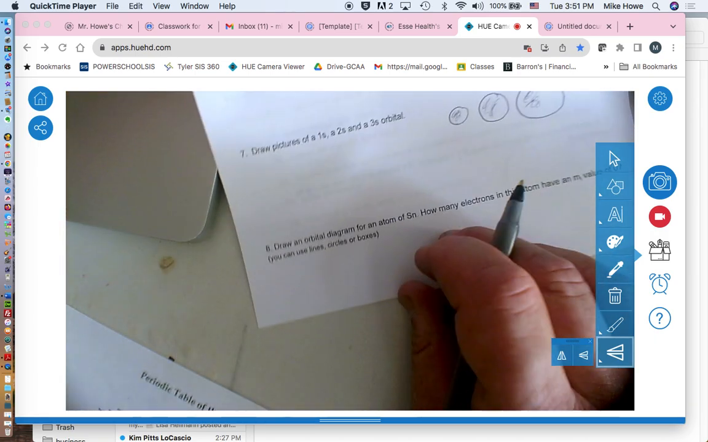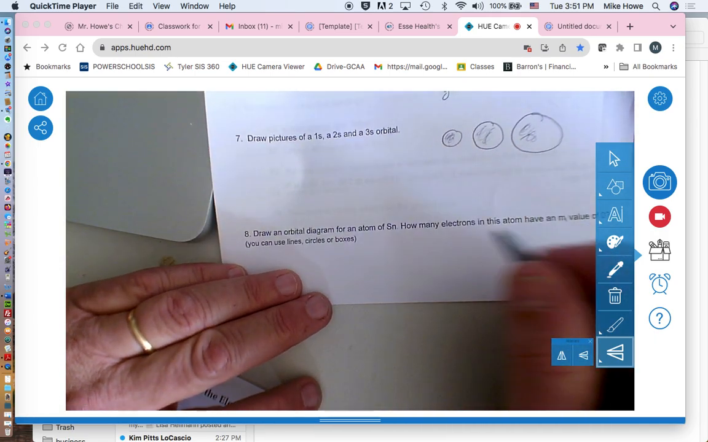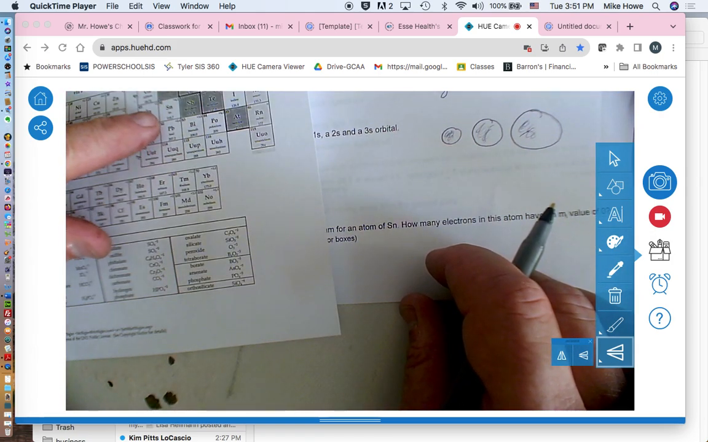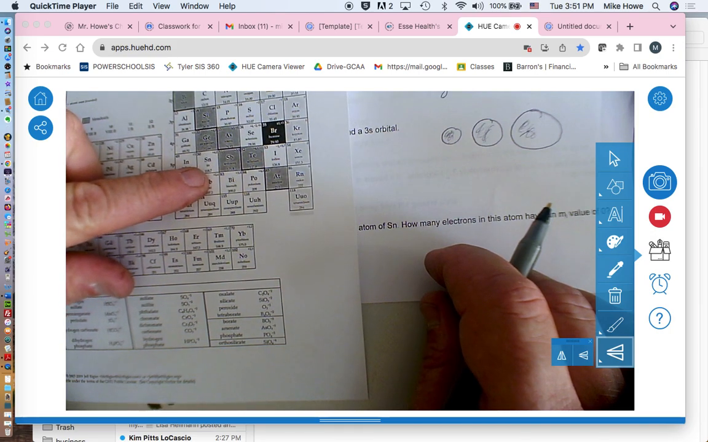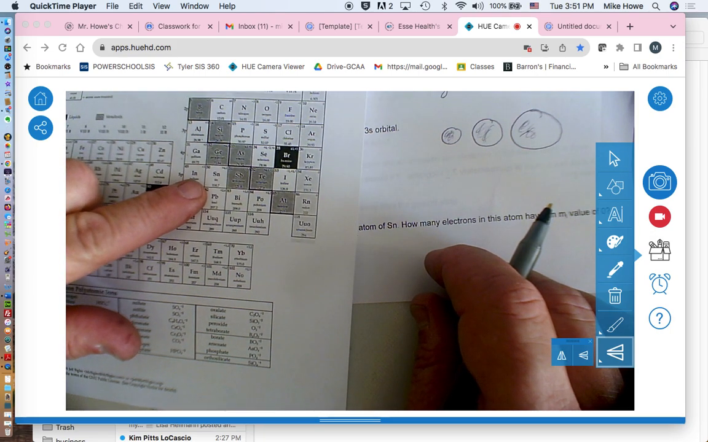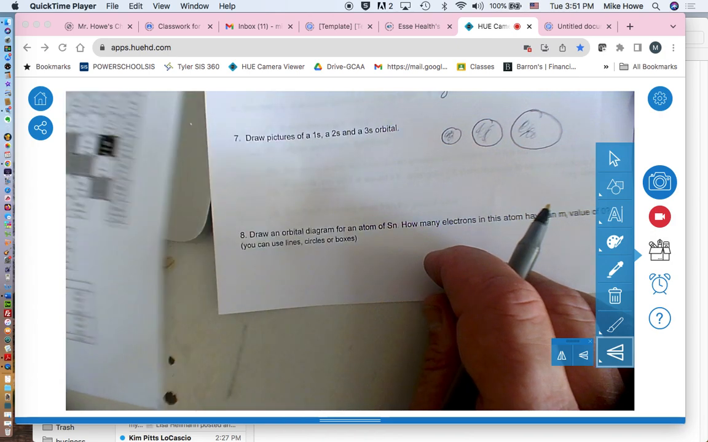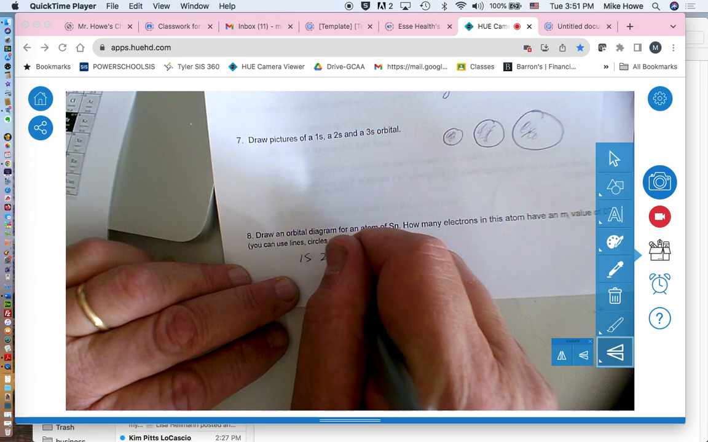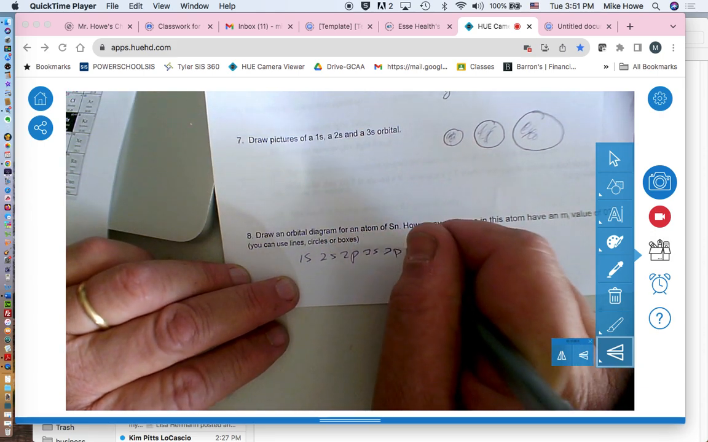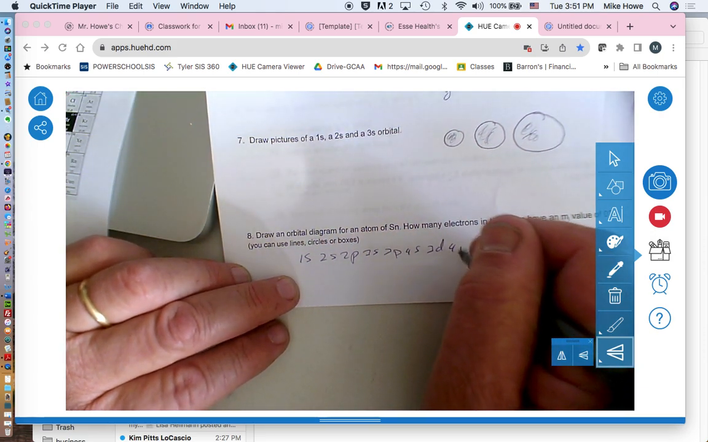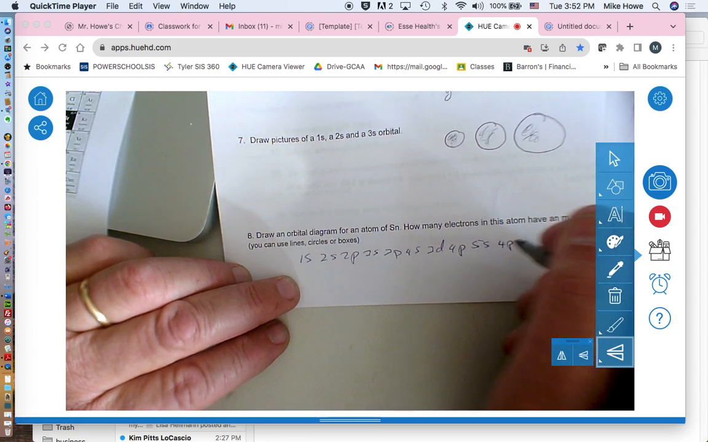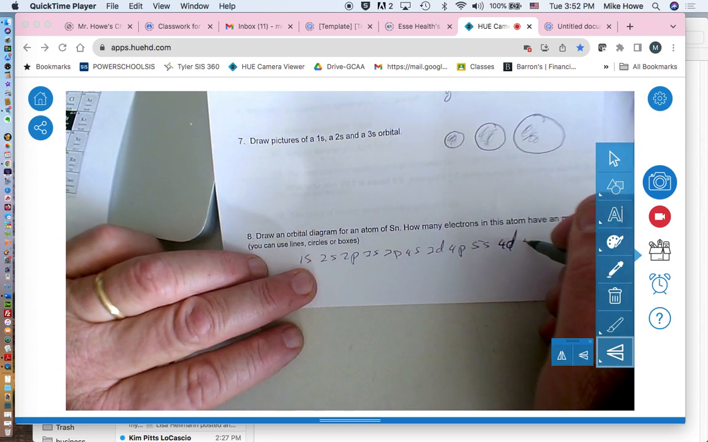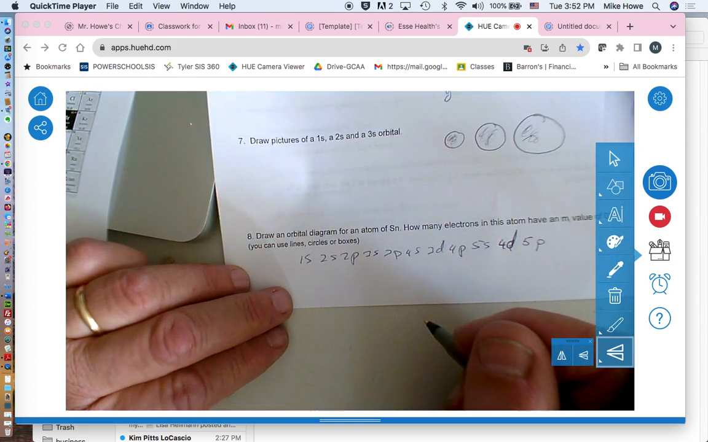Okay, now we're going to draw an orbital diagram for an atom of Sn. Sn is right here. It's element number 50 on the periodic table, so we need to put in 50 electrons. We know it's going to end in 5p. See, it's in the 5p2 position. So here we go. 1s, 2s, 2p, 3s, 3p, 4s, 3d, 4p, 5s, 4d, and then 5p, and that's where Sn will stop. It's in the 5p position.